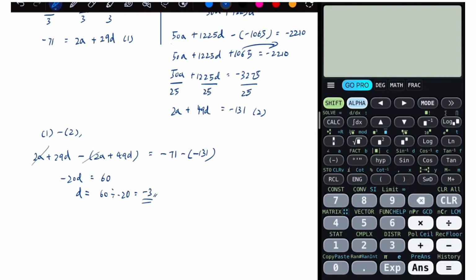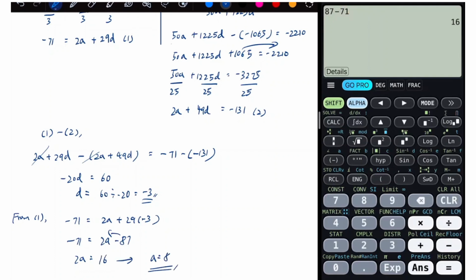So in order to find a, we need to just use either equation 1 or 2. I'm using equation 1. So negative 71 equals 2a plus 29 times negative 3. So 29 times negative 3 is negative 87, move over, it will be 87 minus 71, that's going to be 16. So a is equal to 8.